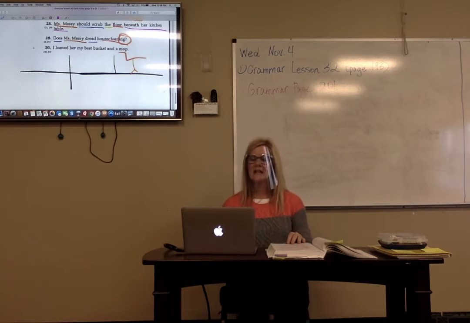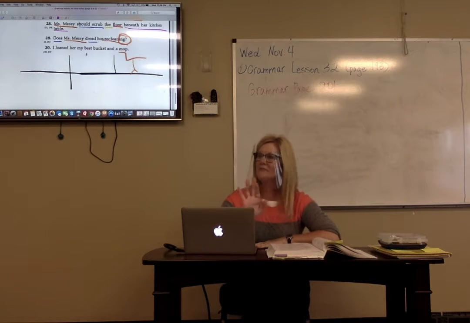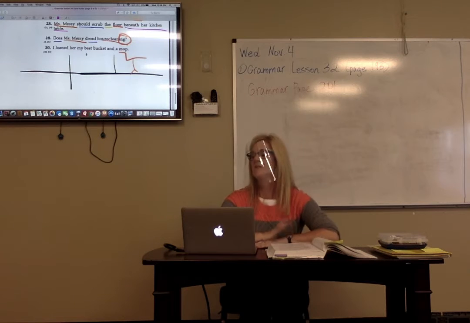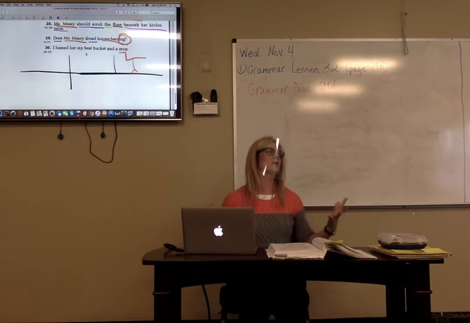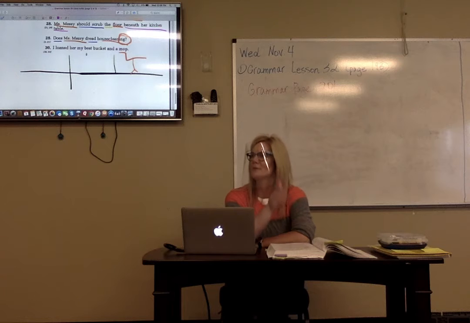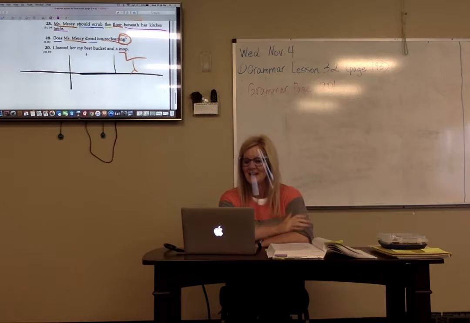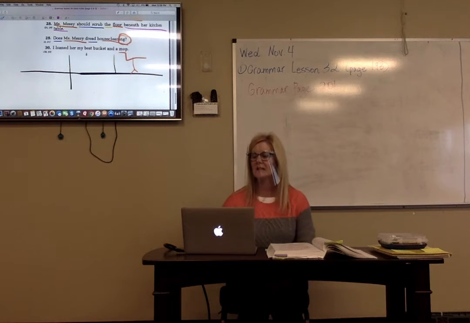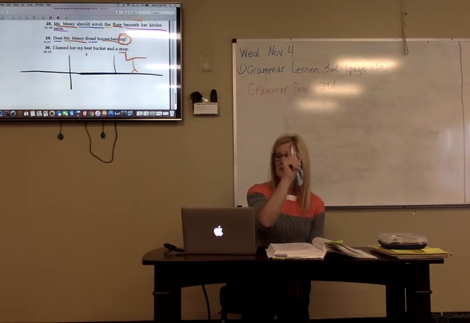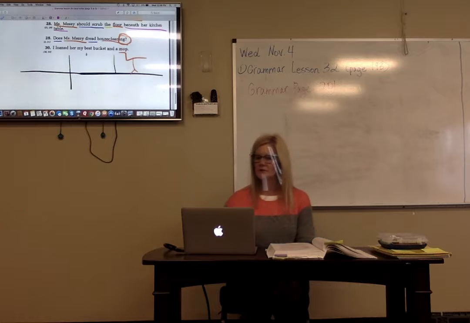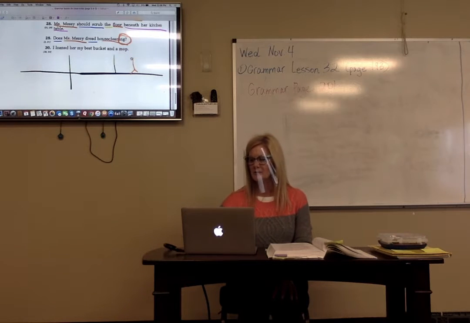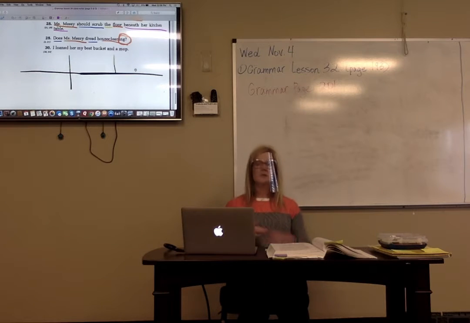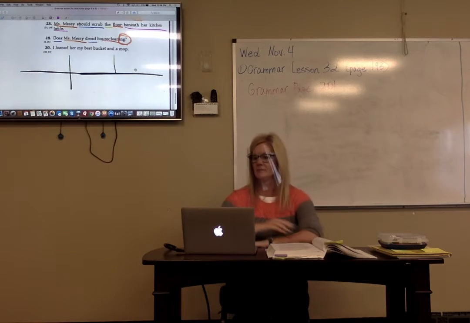I want you to highlight number 30. Try it on your own. It's okay if you make a mistake. Never be afraid of making a mistake. Just learn from it. Be afraid if you don't learn from a mistake. So try number 30 on your own. Highlight it. Subject, verb, look for a direct object. Those are the first things you look for. You highlight those first, diagram those first.